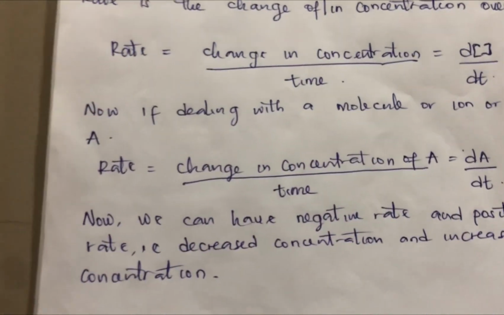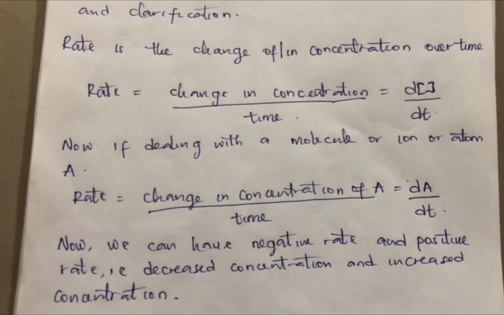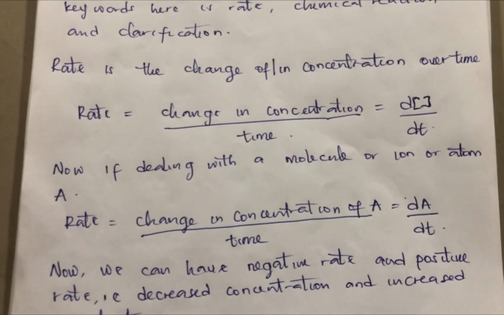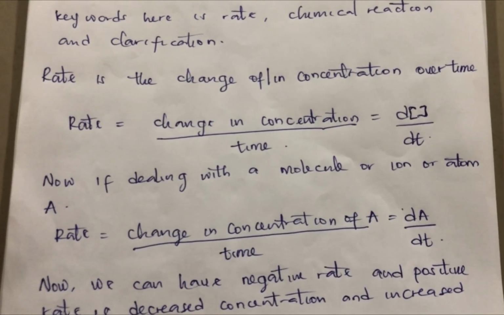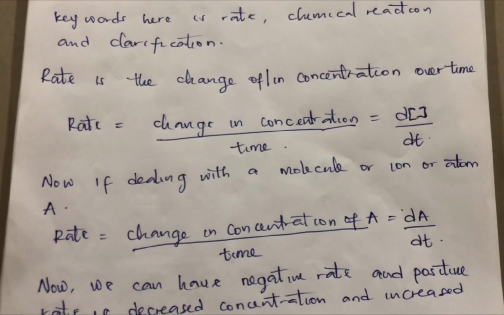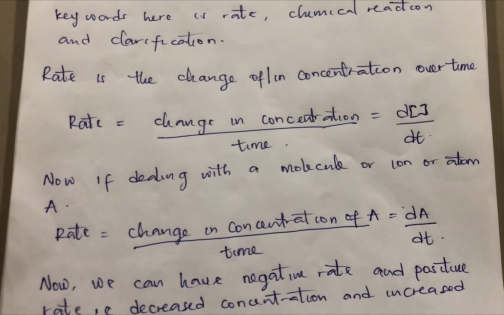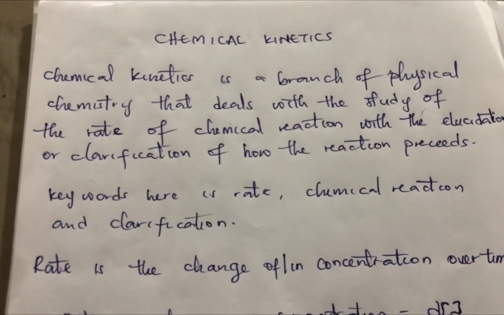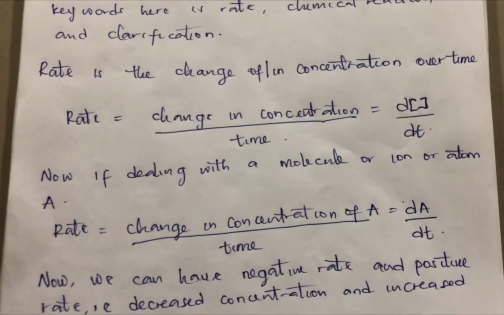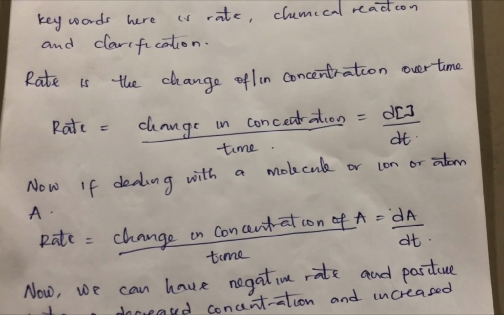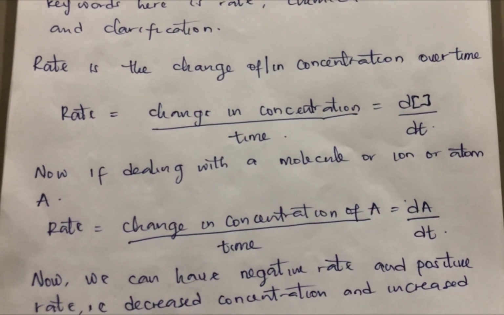So either you say elucidation or you say clarification of how the reaction mechanism proceeds, or the reaction proceeds, whichever one suits you. Now the keywords there are rate, chemical reaction, and clarification. I'm going to hammer on that clarification, meaning that in as much as you're seeing that this is the rate at which this reaction is going, you also need to see the clarification of how the mechanism proceeds.